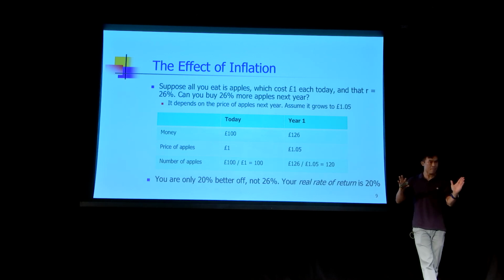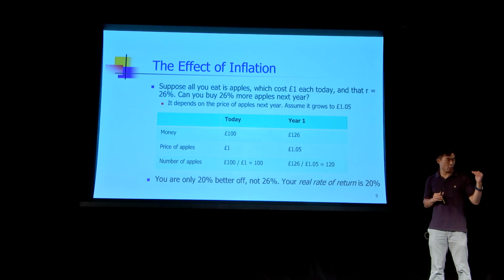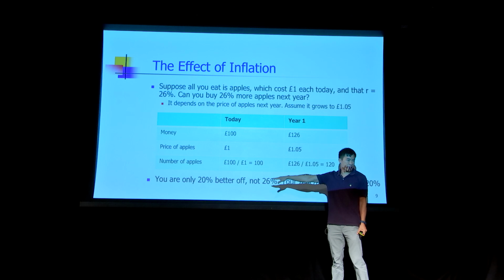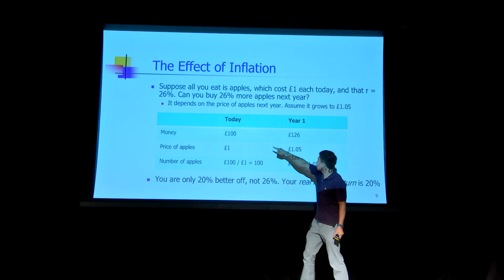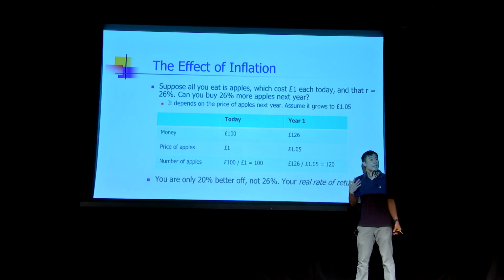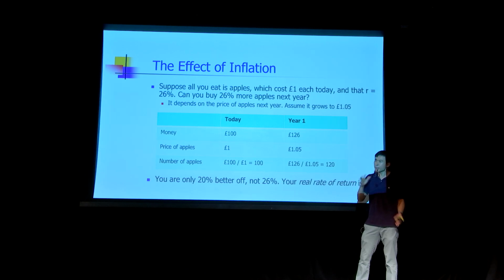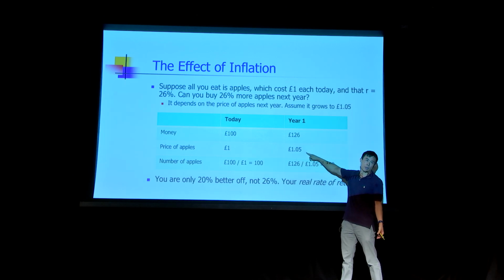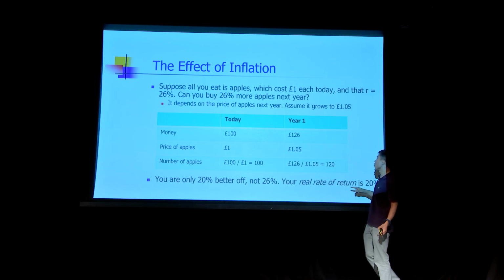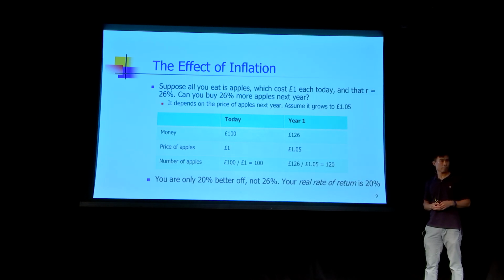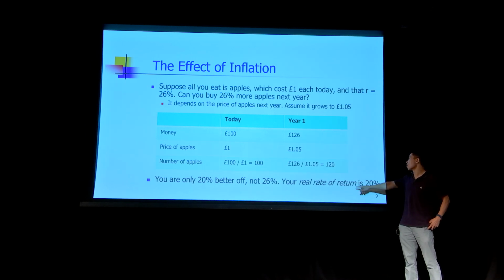So let's again strip back from the numbers and look at the bottom line, the punchline. You are only 20% better off. Yes, your money has gone up by 26%, but because we don't just want money to look at money, we want money to buy apples, and the price of apples has gone up, then we are actually only 20% better off. And just to give you terminology, that 20% better off is known as your real rate of return.